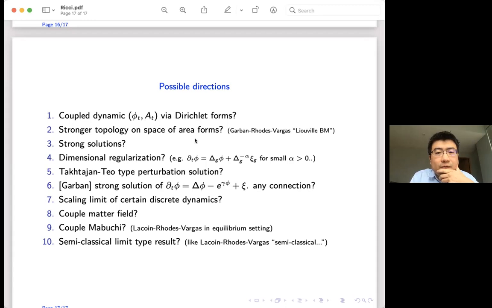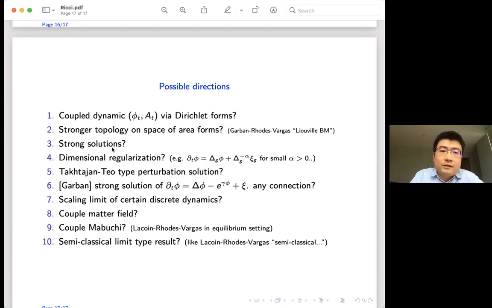Another thing is the state space of area forms. The state space is just the Borel measures, and we just take the weak topology, the weak convergence of measures, as the topology of the state space. So can we actually take a stronger topology? In this work, Liouville Brownian motion, they have some sort of Besov-Hölder norm regularity. So how to construct strong solutions?